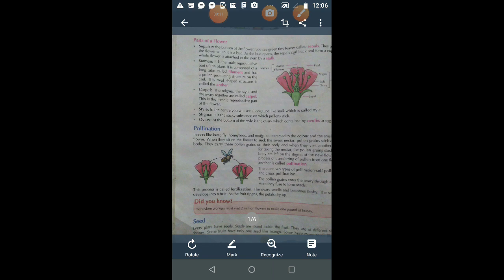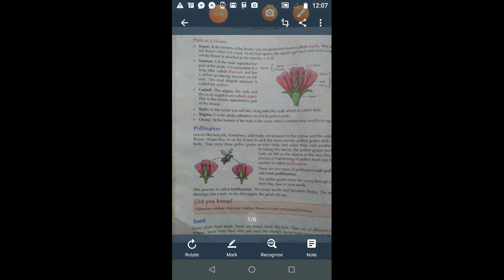Okay student, in my video today I will explain what is pollination and fertilization. Before explaining pollination, let's do a recapitulation of what I explained in my previous video. Then I will explain what is pollination.